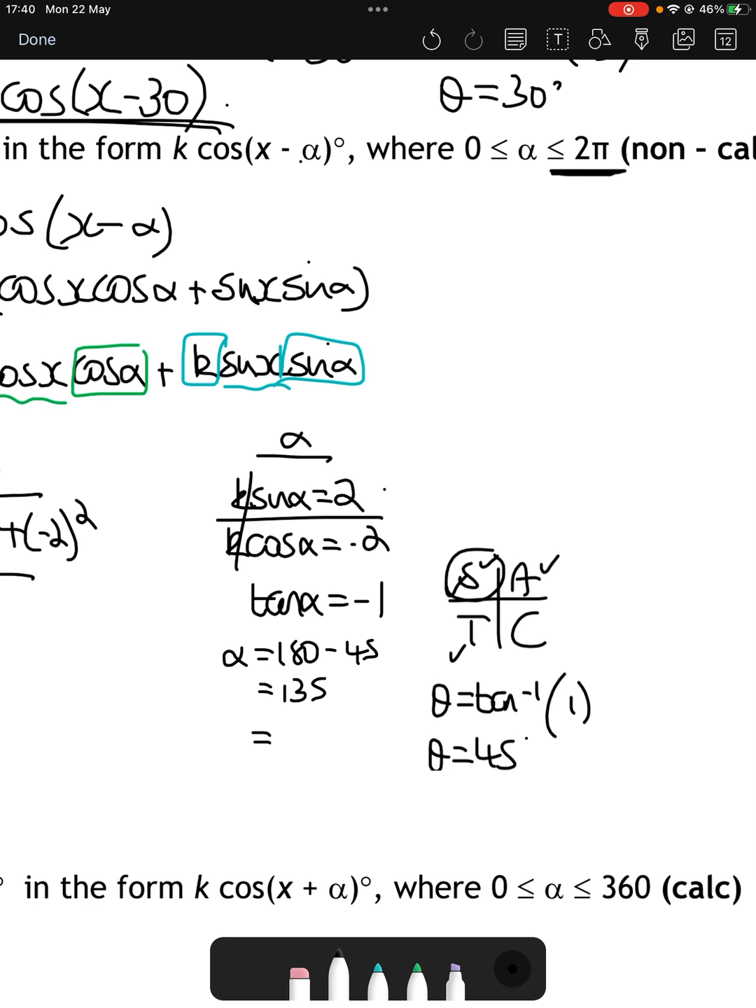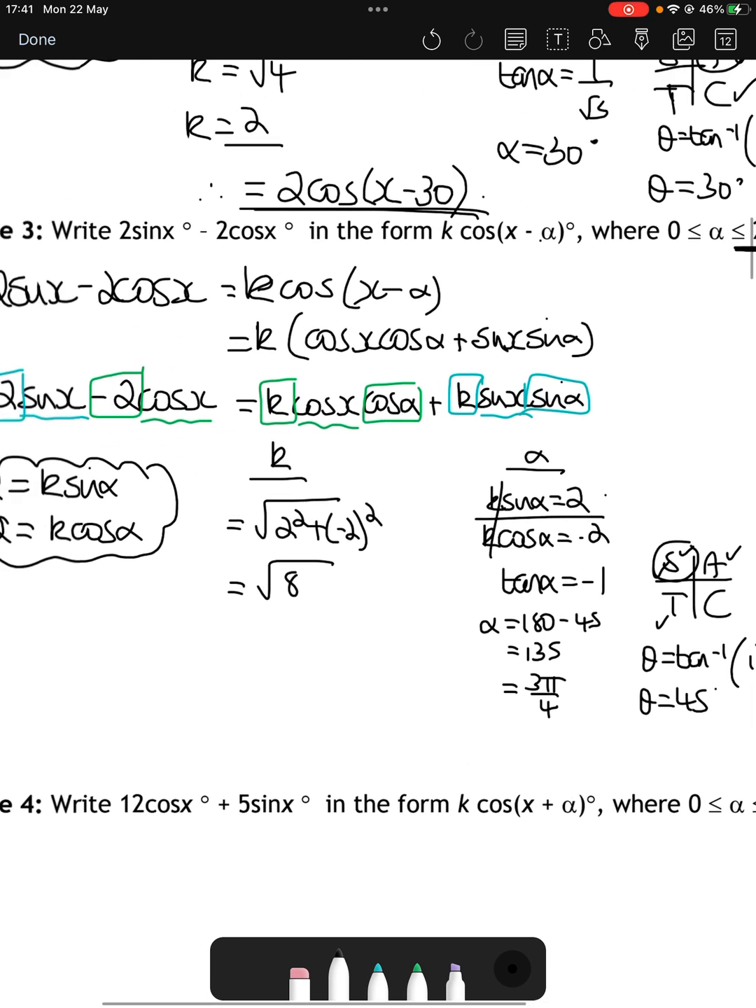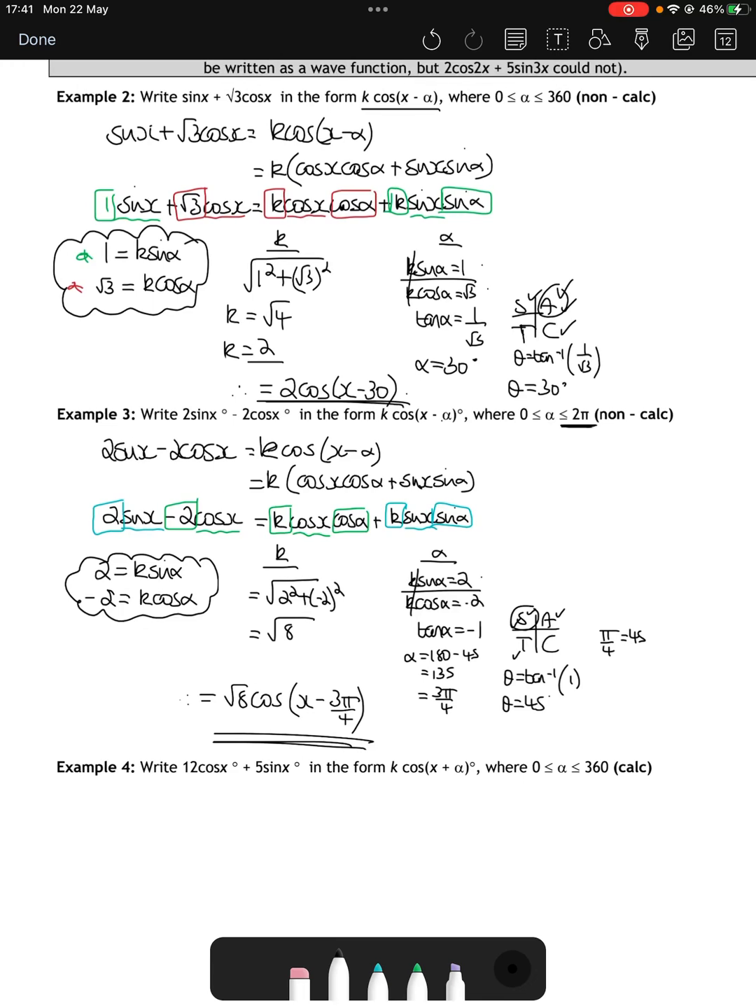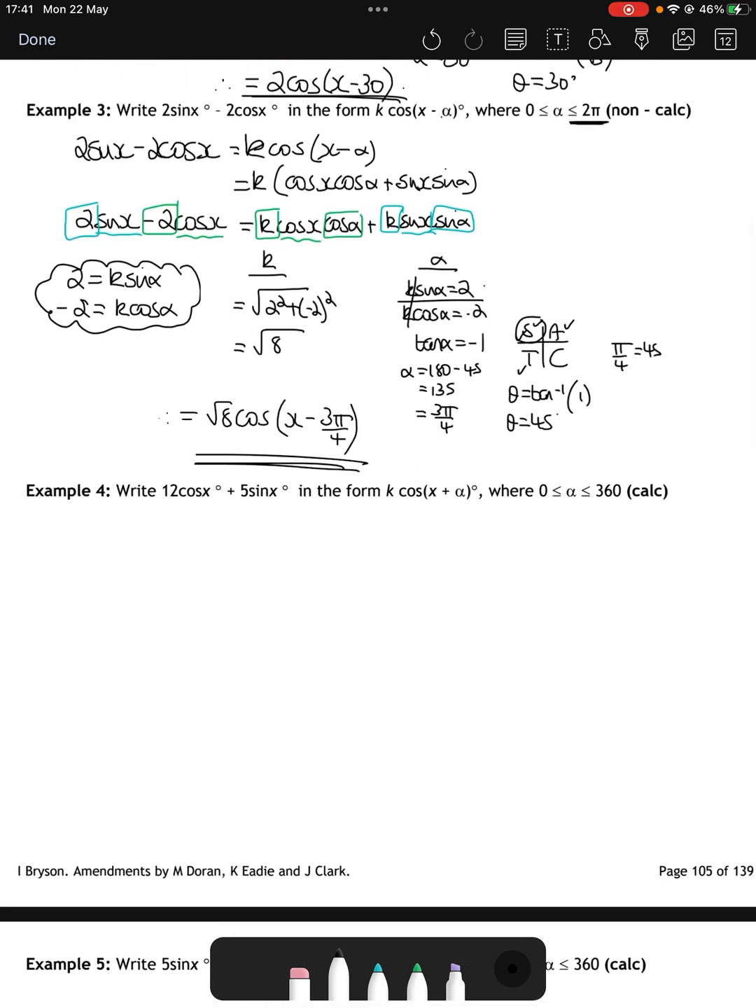Now we need to put that into radians. So what do we know? We know pi over 4 is 45. So how many 45s make 135? It's 3. So therefore our answer is root 8. Look back up, what do we have? Cos of x minus 3 pi over 4. So like trig, you can work in degrees as long as you check the question and you change back the way. Right, final one of this we'll do just now.